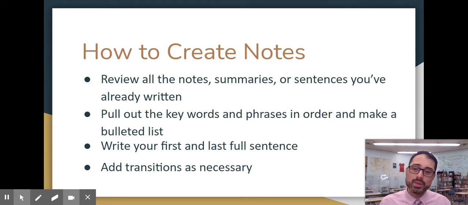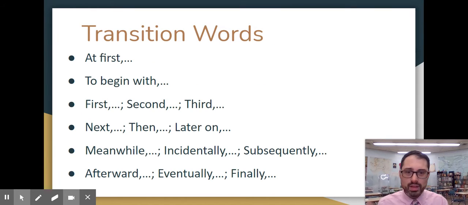So the last thing we will do is add transitions to our bullet points. So we have pre-planned transition words to move along our presentation. For example, we have all these transition words that we can use. You can come back to this slide whenever you'd like.